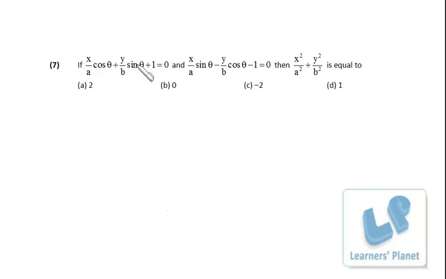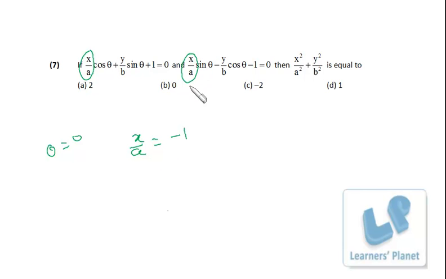If x upon a cos theta plus y upon b sin theta plus 1 is 0, then x square by a square plus y square by b square is equal to what? Now x by a we are having over here. So once again we can take the same approach. I can assume theta as 0 or theta as 90 degree, right? So first of all I assume theta as 0. So if theta is 0, then x by a will be equal to minus 1 from this, right?